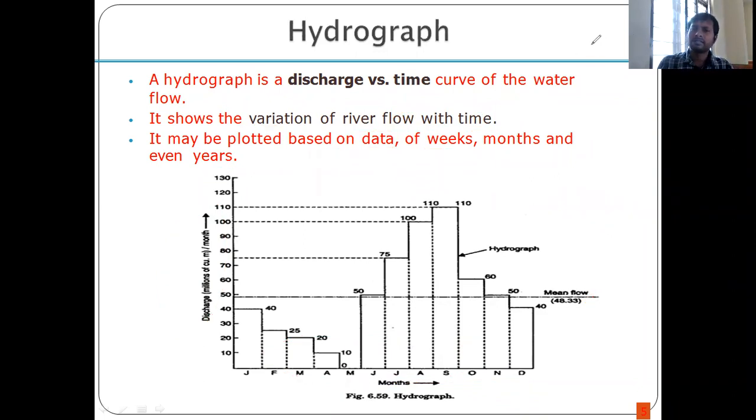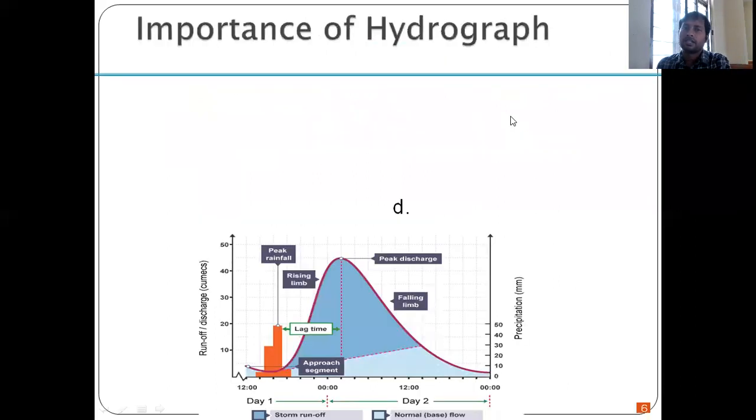With this discharge hydrograph, what are the advantages? What is the importance? Look at this. In the examination you should draw this curve. This shows a high discharge during the rainy season, and a low discharge during the summer season, with a median discharge during the October, November, December period.